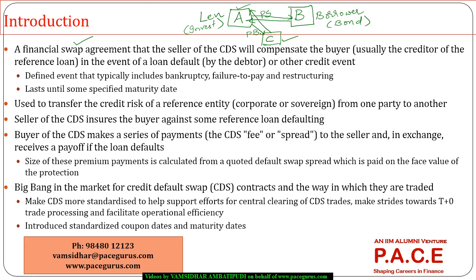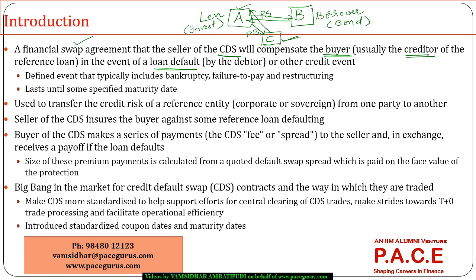So it's a financial swap agreement that the seller of CDS, who is C in this case, will compensate the buyer of CDS. A is the buyer of CDS. So we have seen buyer means he is the creditor of the reference loan. So he has lent to B. So that is where he becomes the CDS buyer in the event of a loan default by the debtor.